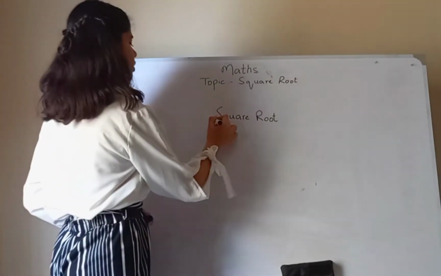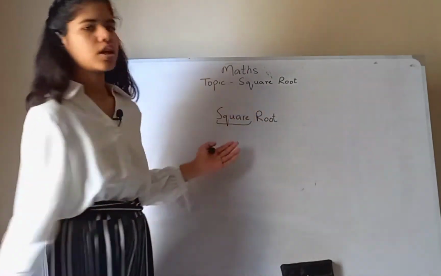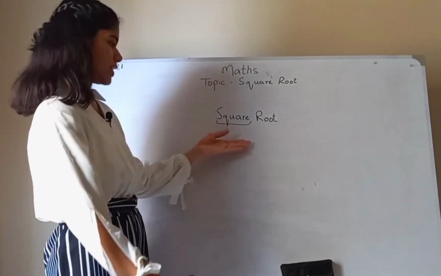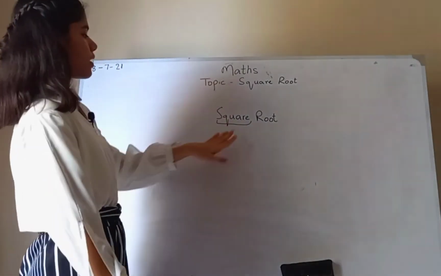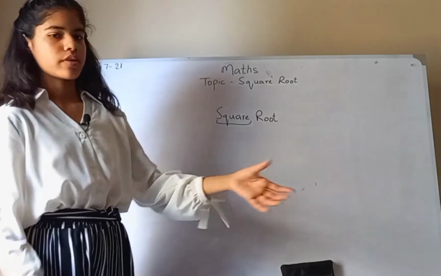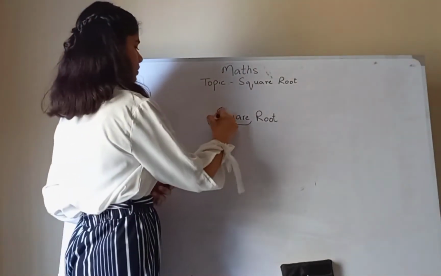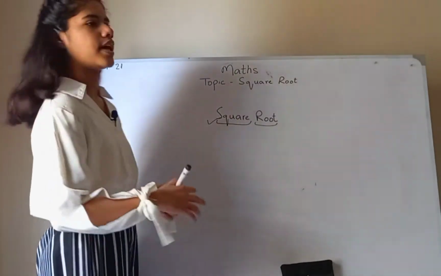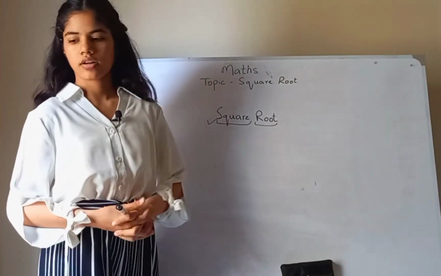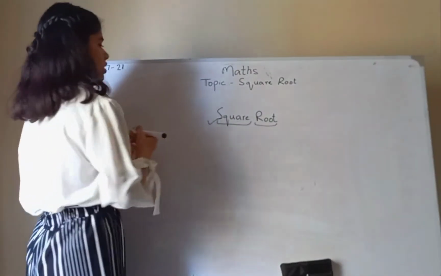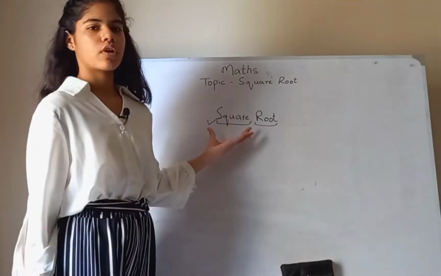We have learned about the square, that a square is a whole number multiplied by itself, so its product is a square. We are done with the square. Now what is root? We can say the length of one side of a square is known as a square root, for example.